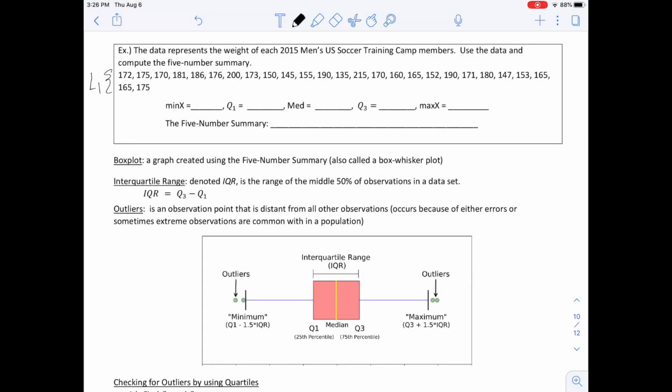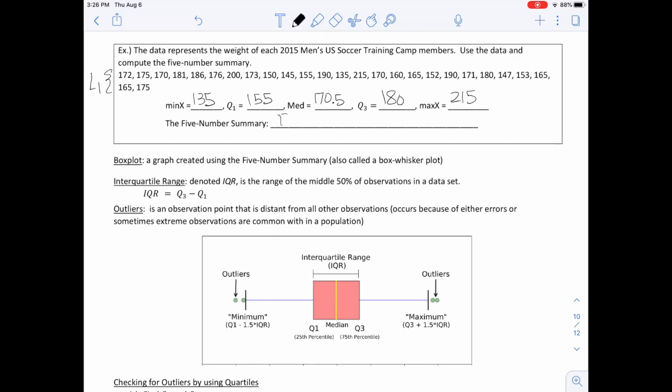From the calculator, we get the minimum X value is 135. That's the smallest weight that we have. Q1, which is the bottom 25%, is 155. Median, which again is the 50%, is going to be 170.5. And then Q3, which represents either the bottom 75% or the top 25%, is going to be 180. And then the max X value that we have, the guy that weighs the most, is 215 pounds.